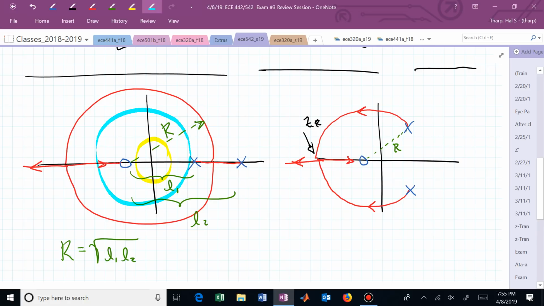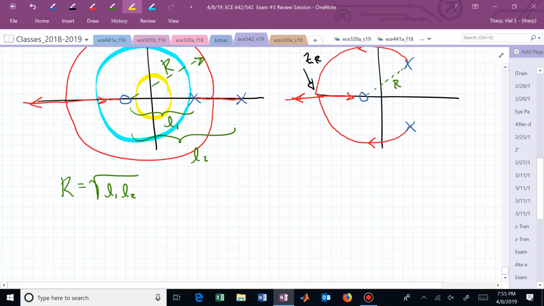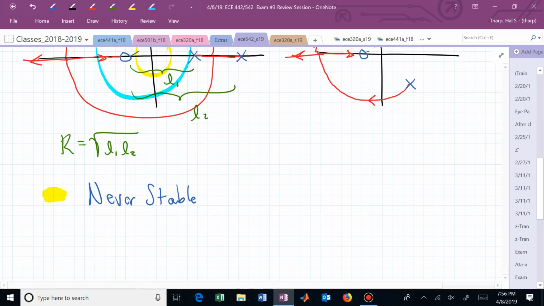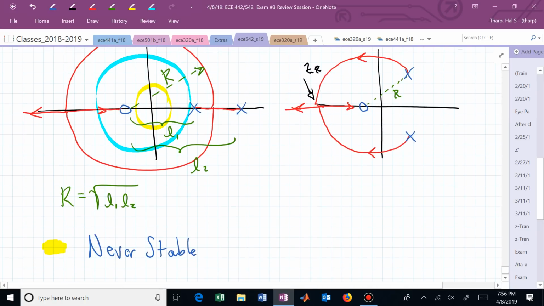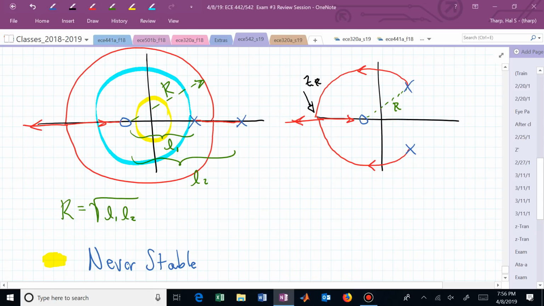So how am I going to do this? Let me say yellow. Never stable. Blue. Is that stable? Closed loop stable. And what are you looking for? You have 2 branches. You need both branches to be simultaneously inside that blue circle. That's not happening either, is it? That's never stable for the blue circle.